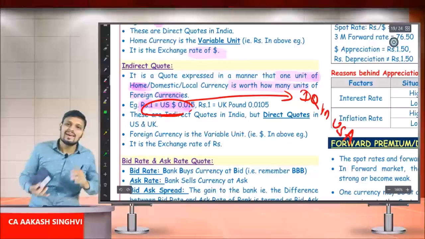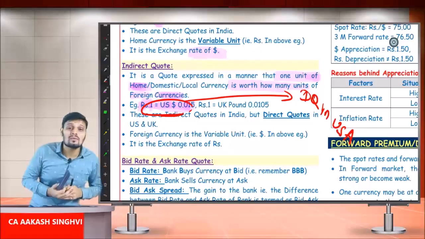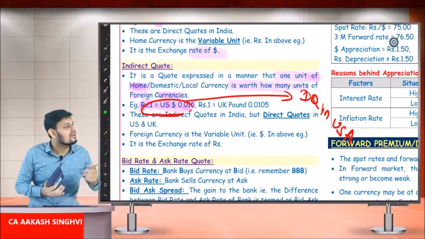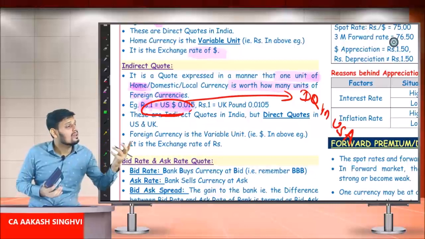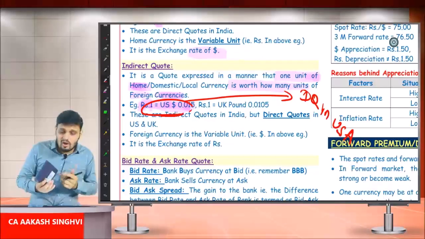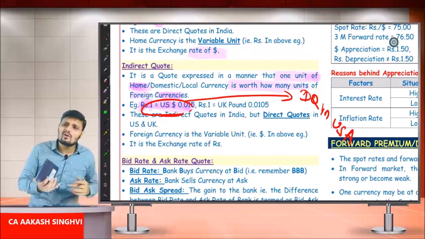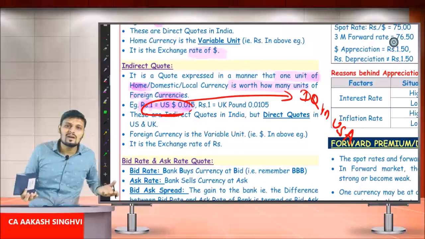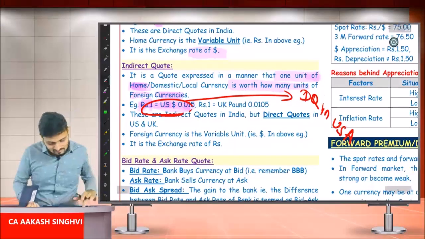Sir, how, sir? Just imagine from the US citizen's point of view. He is asking how much is the rate of 1 rupee. Rupee is the product. Assume rupee is the Coca-Cola. So for 1 Coke, how many dollars should I pay? They will tell that for 1 Coke, pay me $0.015. Obviously, this becomes a direct quote in US, right?